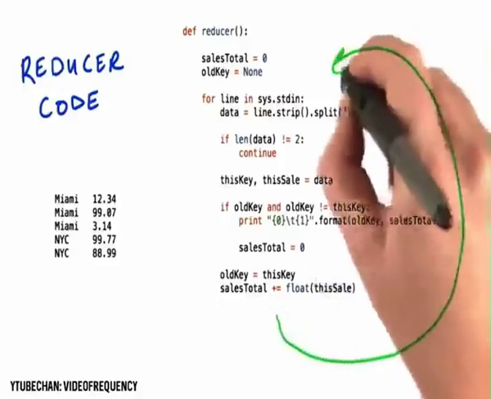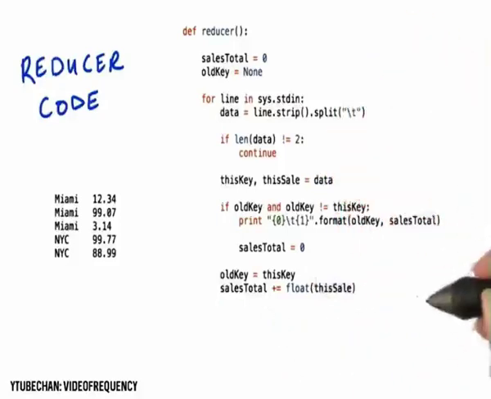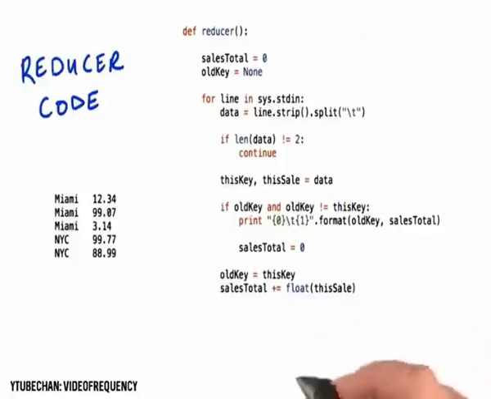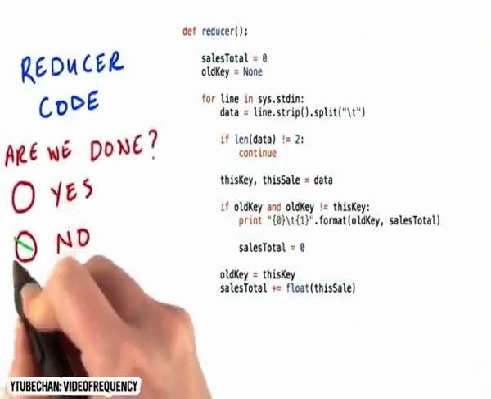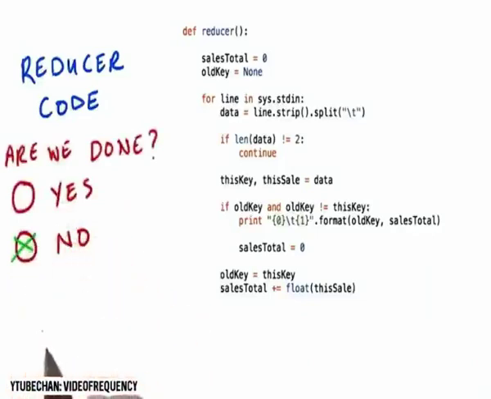And then we'll loop back to the next row. Eventually, we'll run out of data, which will take us out of the loop. Do you think we're done? At the end of this code, we are not done because we have not processed the last key.